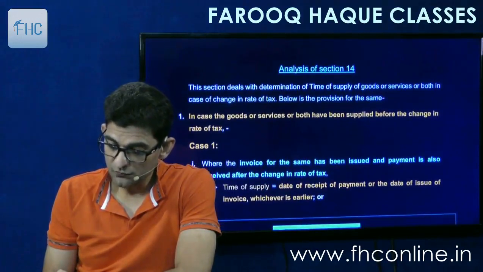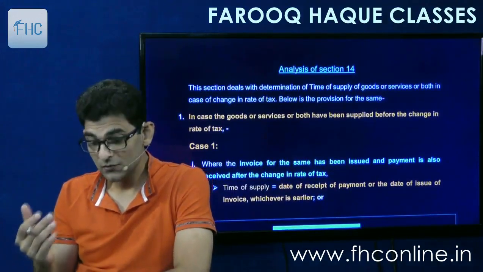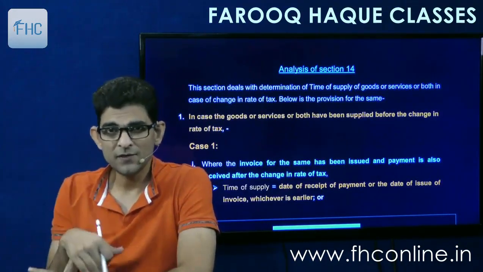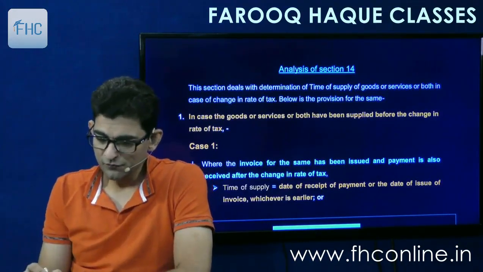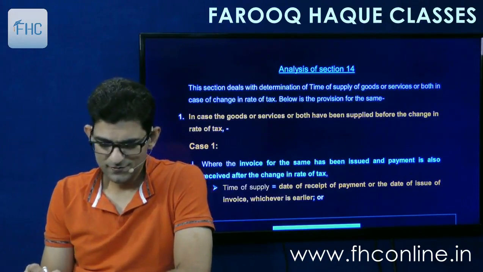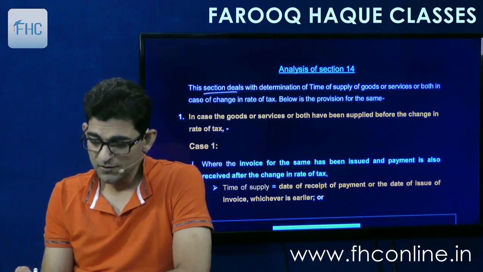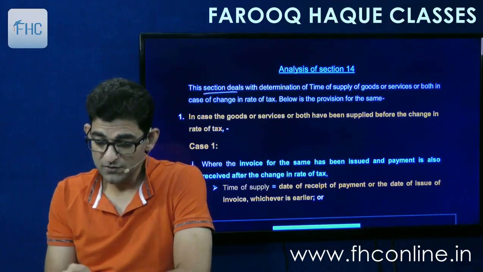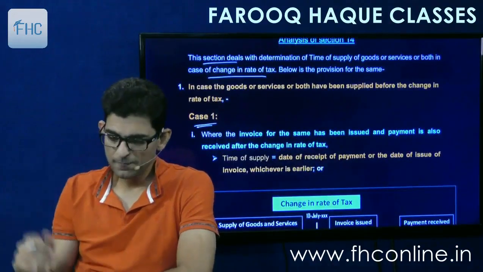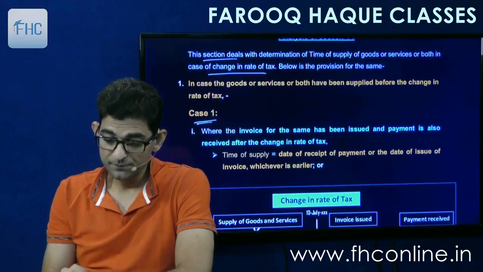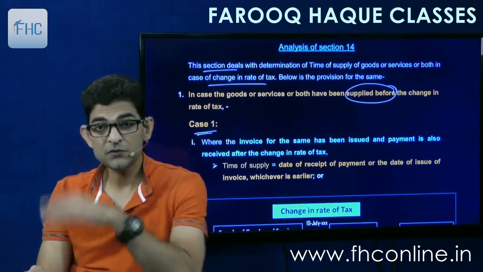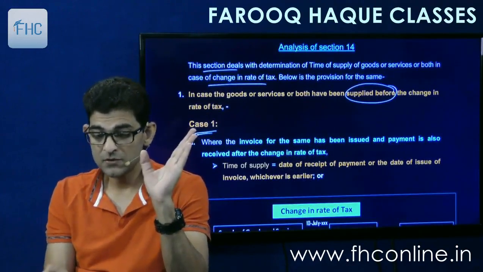So that was section 14. Now let's see the analysis. We'll see it fast because you have already studied everything. So whatever diagrams we have made are given here again. This section deals with determination of time of supply of goods or services, or both, in case of change in rate of tax. Now case 1. Different cases are again defined here. Where the goods or services or both have been supplied before, so supplies before, this is the first scenario, clause A, section 14(1)(a).